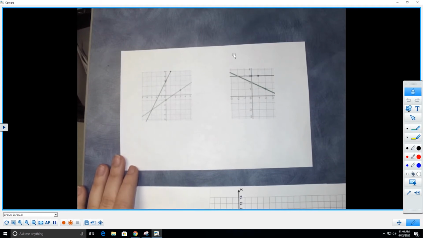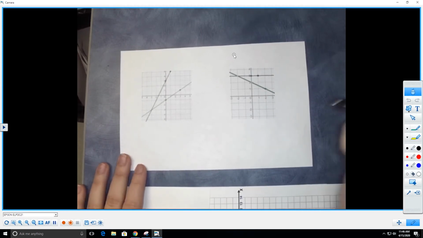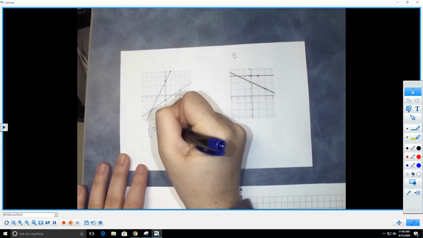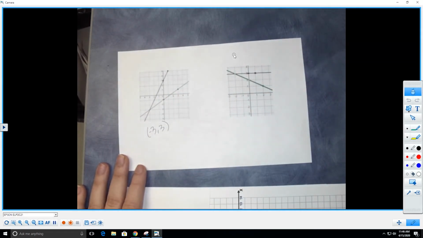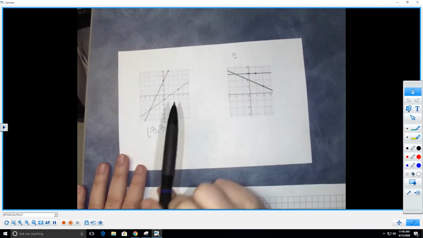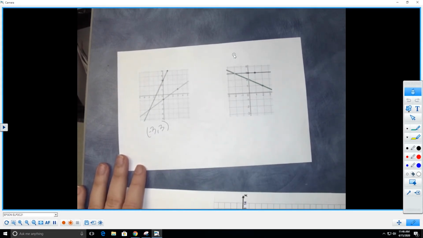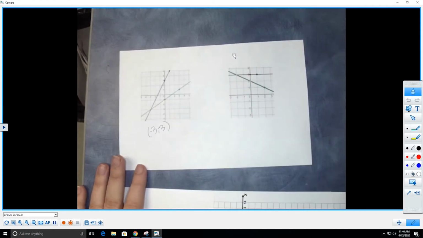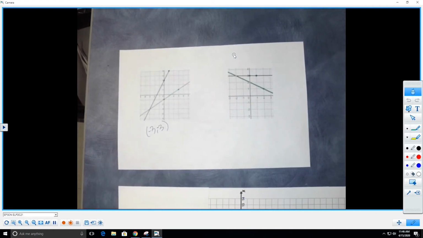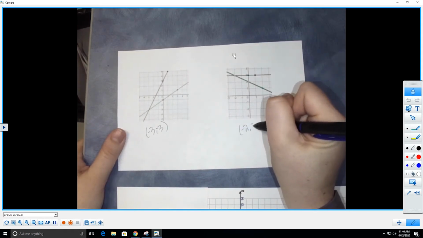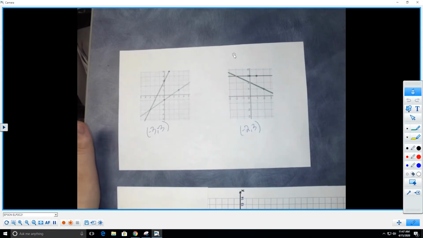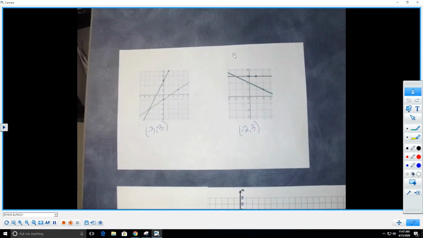In the first system, the point of intersection was (-3, -3), and that means that the solution to this system of equations is (-3, -3). In the second system, we figured out the point of intersection was at (-2, 3). So that means the solution is (-2, 3).